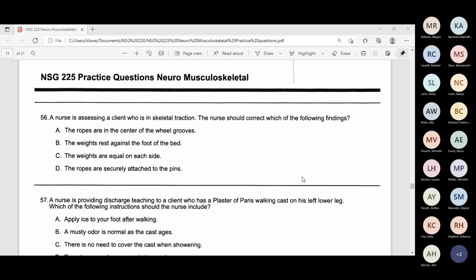Nurse is assessing a client who's in skeletal traction. The nurse should correct which of the following findings.